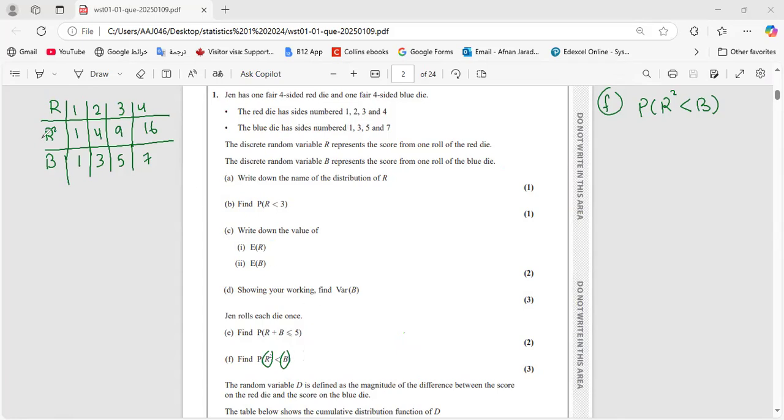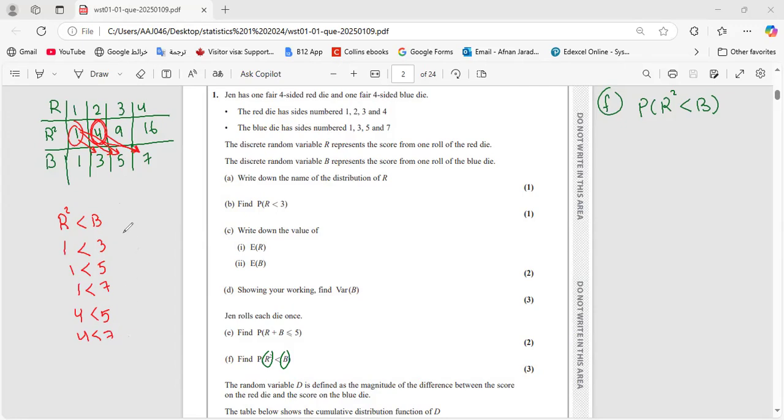Okay, look here. If R square is 1, 1 is less than 3, 1 is less than 5, 1 is less than 7, right? So I need R square to be less than B. So 1 less than 3, 1 less than 5, 1 less than 7. And also look at 4. 4 is less than 5 and less than 7.